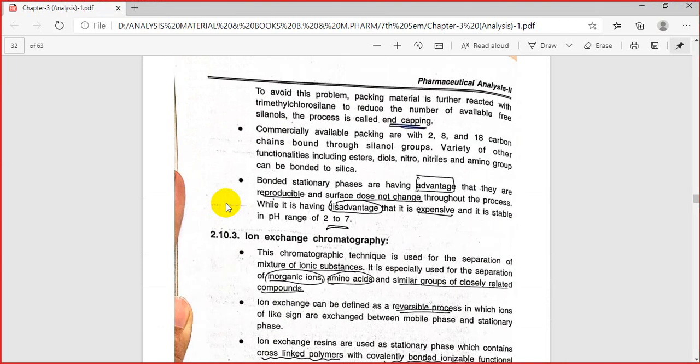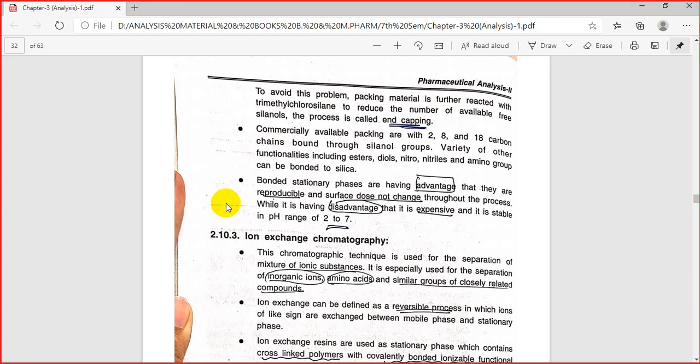Again, to avoid this, the stationary phase is reacted again with trimethylchlorosilane, which reduces the free available silanol groups. Because of that, there will be a decrease in tailing, and this process of reducing the silanol groups with the help of trimethylchlorosilane is called end capping.